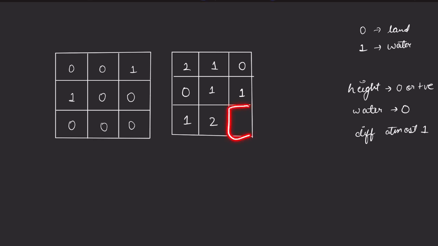And then for this cell, the adjacent cells are 1 and 2. So we can either put a 1 over here or we can put a 2 over here. So we will put a 2. So now the maximum height in the matrix is 2. Earlier it was 0, but now it is 2.